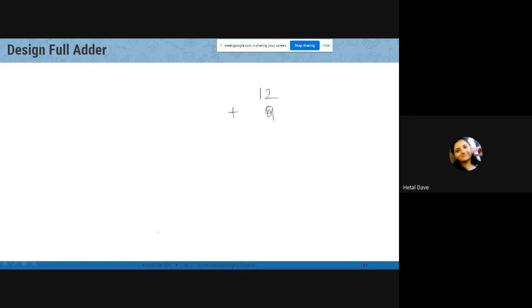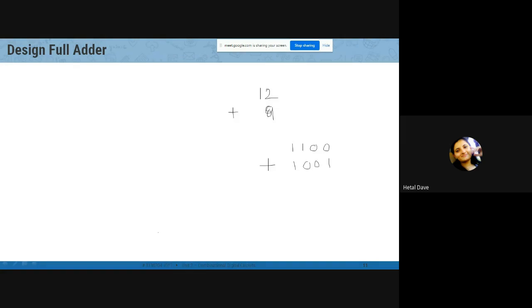Okay, I want to add this. So in the calculator, I will place 12, then I will place plus sign, then I will place 9. Inside this calculator, it will be first of all converted to binary. So what is the binary of 12? 1, 1, 0, 0. What is the equivalent of 9? 1, 0, 0, 1.